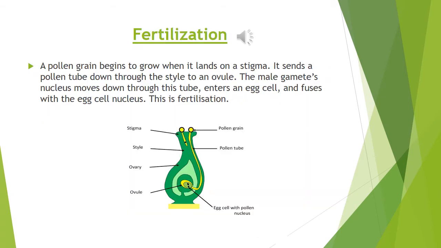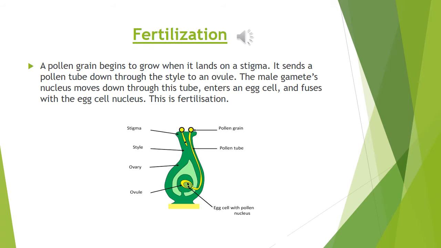Fertilization. After pollination, each pollen grain that has landed on the stigma will develop a tiny tube called a pollen tube. The pollen tube will grow downwards through the style of the flower and into the ovary. The male reproductive cell from the pollen grain travels down the pollen tube and enters the ovule. In the ovule, it fuses with the egg. The fusion of the male reproductive cell with the egg to form a fertilized egg is called fertilization.